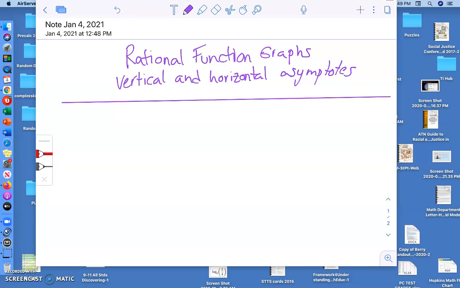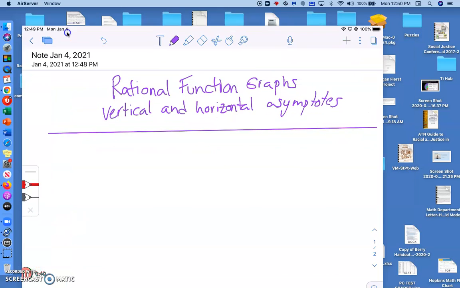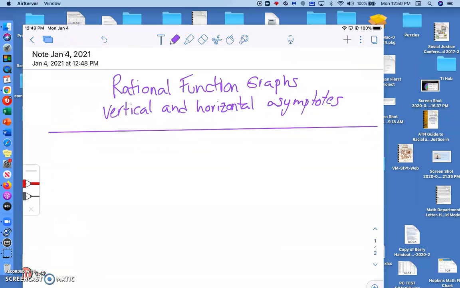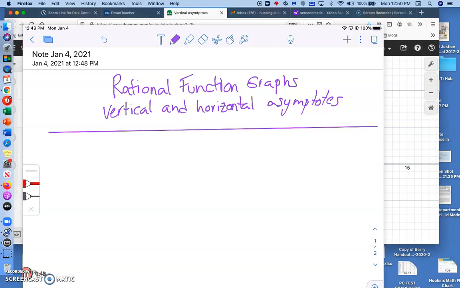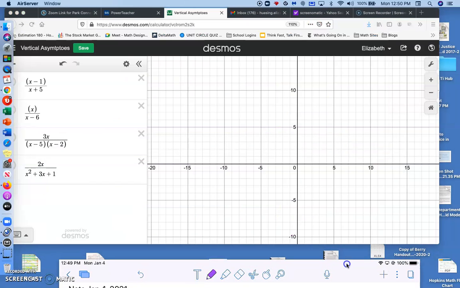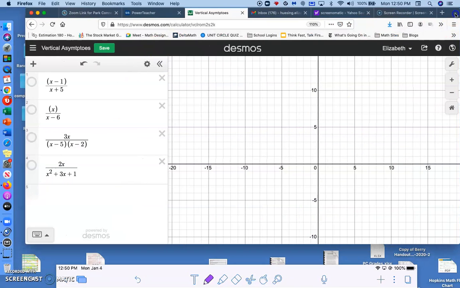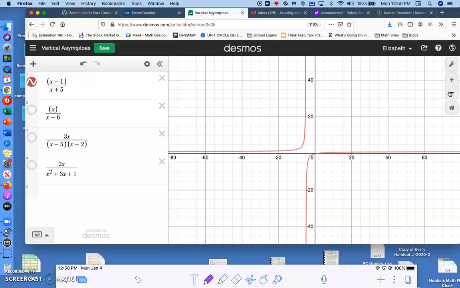So the first thing that we are going to do is take a look at some graphs. What exactly are these vertical asymptotes that we're talking about? You don't have to copy these down, we're just going to take a look at a whole bunch of rational functions. What do these look like? So we have this one here, we have two swoops. If I scroll out, some of you might recognize some of these.